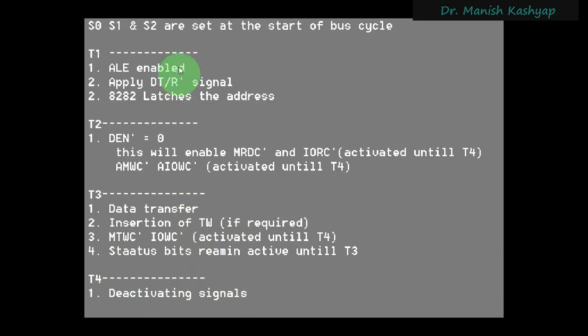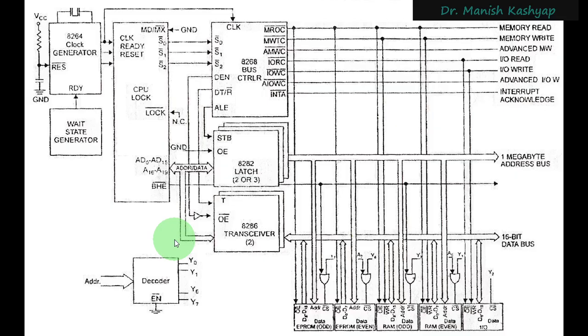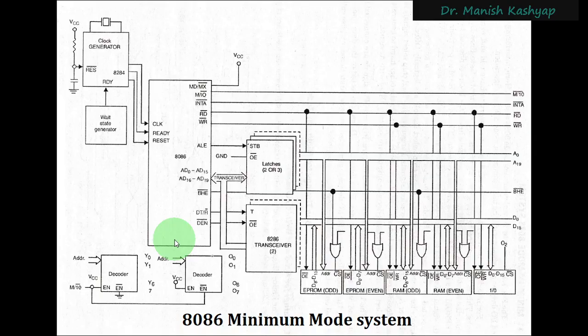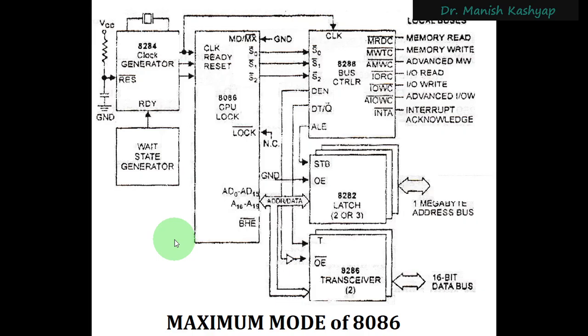So essentially the same operations happen in maximum mode also, but they are achieved through different hardware. So the signals that you notice here, AMWC bar, AIOWC bar, etc., I will make the meaning of all of these clear, and then we will come to the slide again. Right. So let me just go on to this maximum mode operation of 8086. This is not the complete diagram that I wanted to show, but just a part. We will further elaborate this diagram. So to begin with, this is a good start.